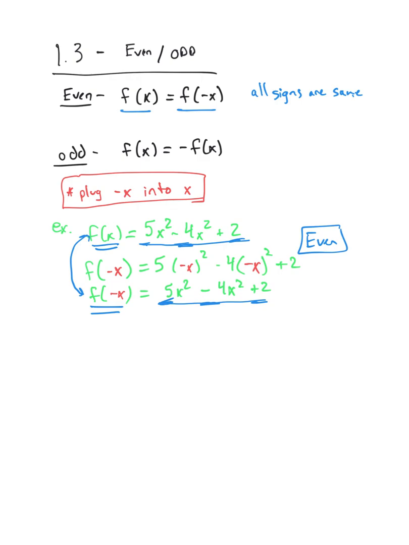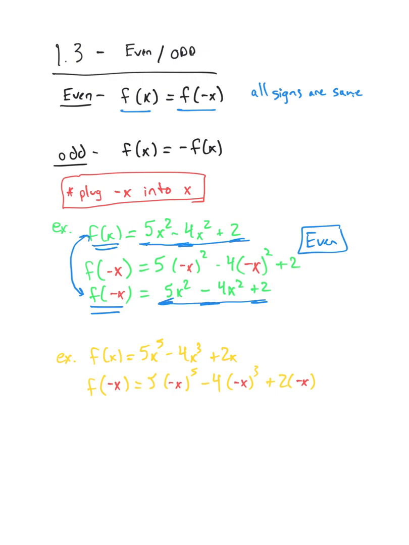Okay, so then let's look at an odd function. An example for an odd function might be f of x equals 5x to the 5th minus 4x cubed plus 2x. We plug in a negative x. We get 5 times negative x to the 5th, minus 4 times negative x to the 3rd, plus 2 times negative x. Plug in negative x anywhere we have an x.